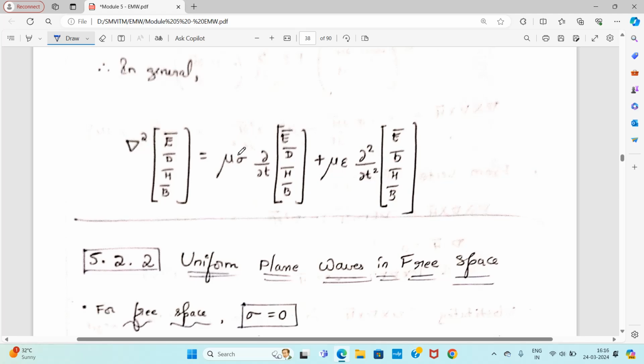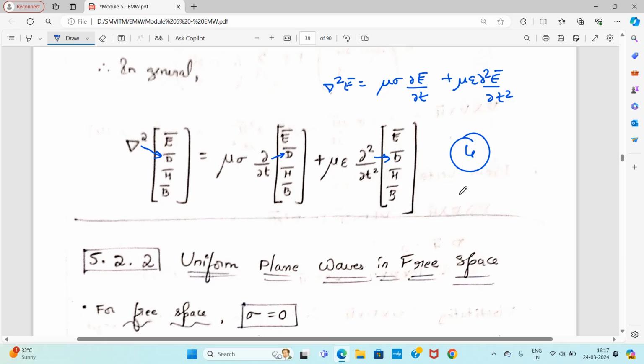On the right hand side, mu sigma dou by dou t is constant. Only these parameters change. Plus mu epsilon dou square by dou t square, and again only these parameters change. So if I write in terms of E, it becomes del square E is equal to mu sigma dou E by dou t plus mu epsilon dou square E by dou t square. If I want in terms of D, it will become del square D equals mu sigma dou D by dou T plus mu epsilon dou square D by dou T square. Similarly, you will get for H and B. So total four equations for wave.